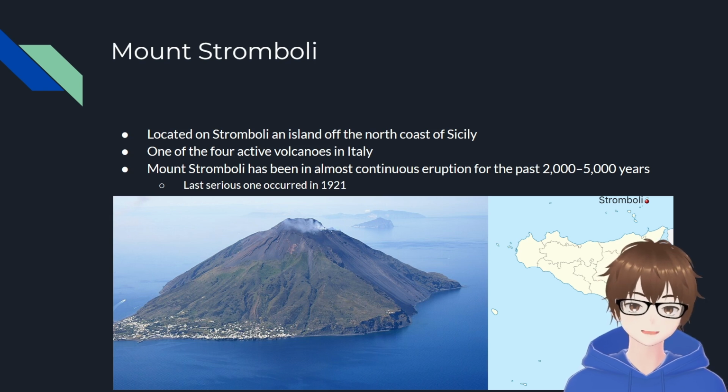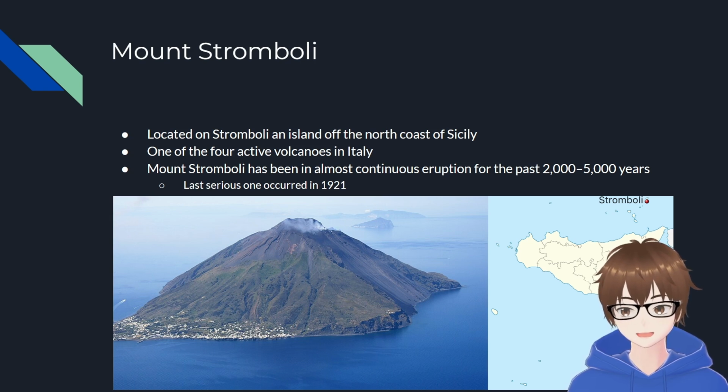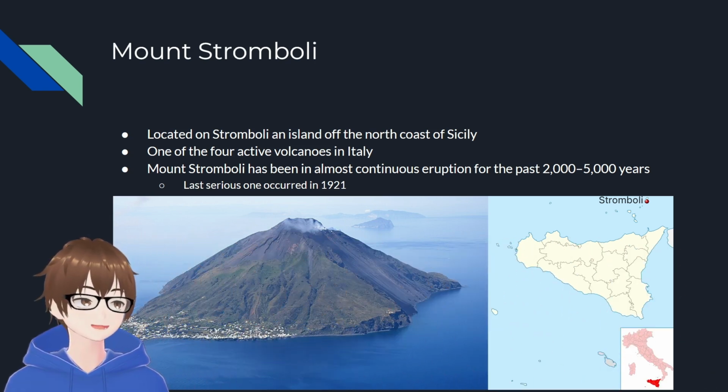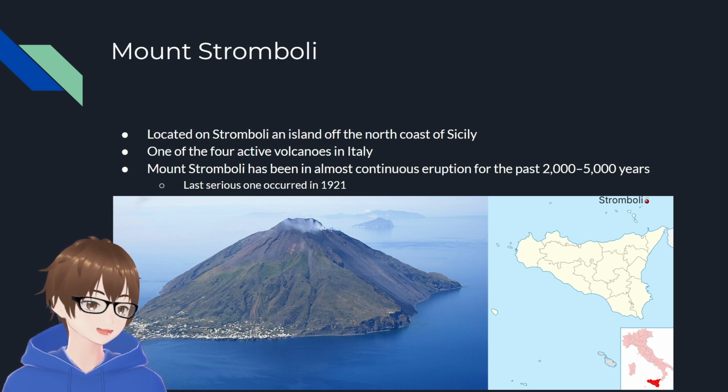Then, like I said, we are going to talk about Mount Stromboli, which is located on Stromboli, an island off the northern coast of Sicily, and one of the 4 active volcanoes in Italy. Mount Stromboli has been in almost continuous eruption for the past 2,000 to 5,000 years, and the last serious one occurred in 1921. And there you go. You can see Mount Stromboli, and then you can also see a map of kind of where it's at for Italy.